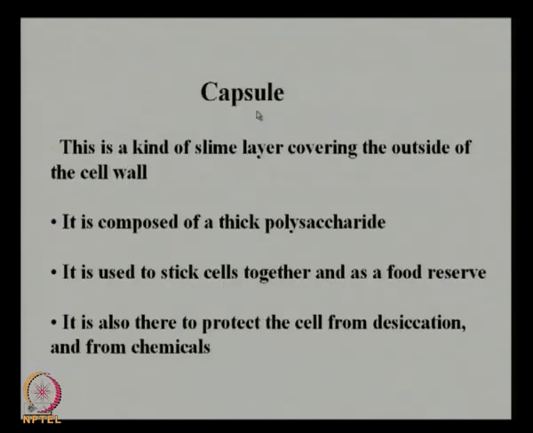Now, if we see the structure of this capsule and its composition, we can find that this is a kind of slime layer which is covering the outside of the cell wall. It is composed of thick polysaccharide, and it is used to stick cells together, and it is also used as a food reservoir. It is also there to protect the cell from desiccation and from other toxic chemicals.